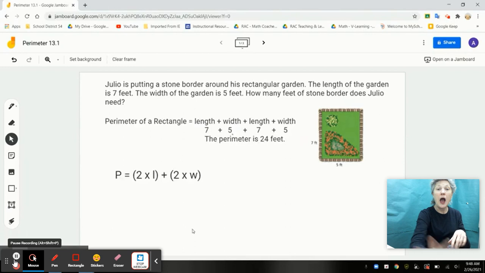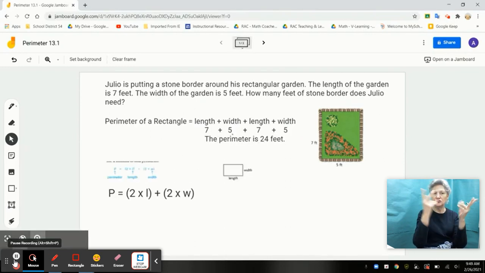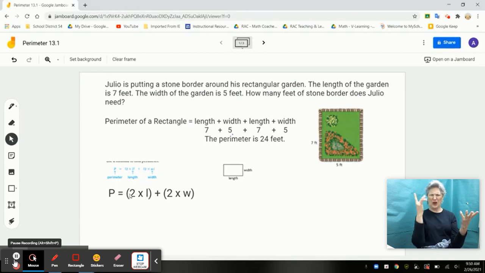Another strategy is to use a formula to solve. So in our visual here, we see that we have length and width, and the P is perimeter, and the L is for, you got it, length. Well, why are we multiplying it by 2? Thanks for those great ideas. That's right, because we have 2 widths and 2 lengths in our rectangles. And that's why we also multiply our width times 2.